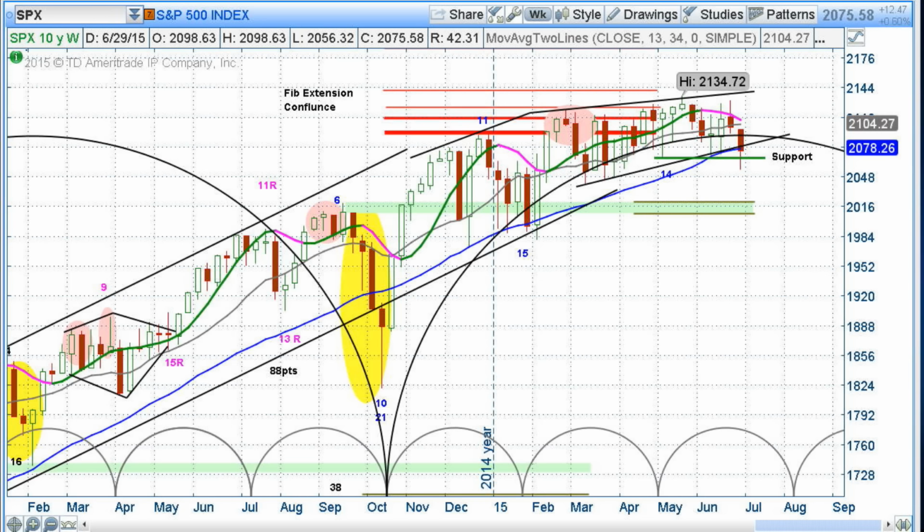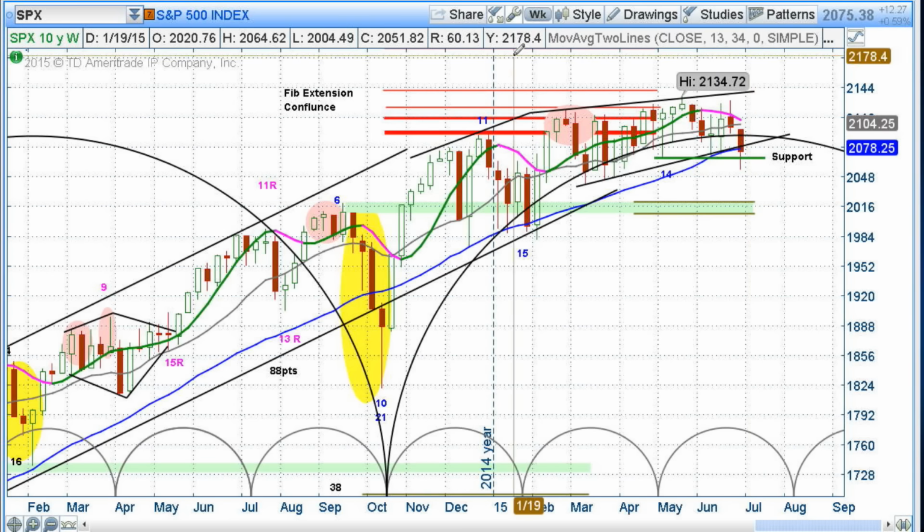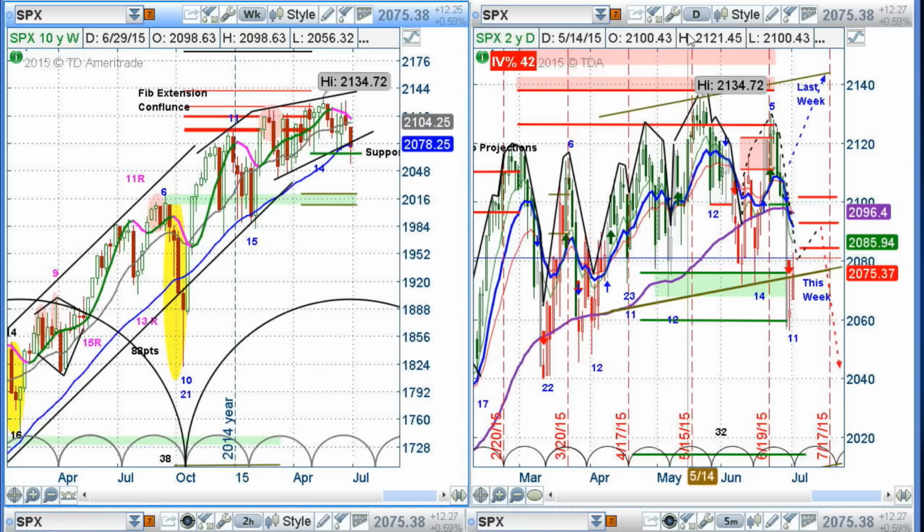Now you can see in here a left shoulder, a head, and a right shoulder. That is much clearer on the daily chart, which I'll show you right now. Big support in here comes into, let's say, 2022, when you look at that weekly chart.